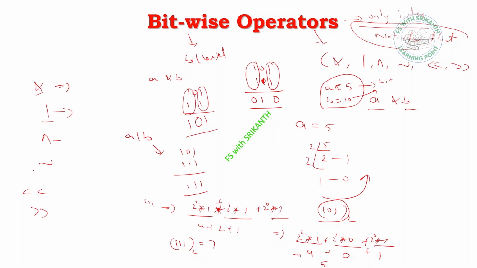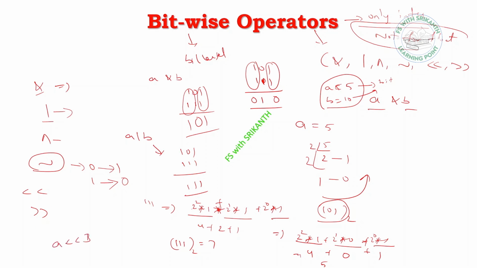Not. This is a bitwise NOT. So 0 will become 1 and 1 will become 0. That means true will become false and false will become true. And left shift operator, right shift operator. They shift the bits of an integer to the left side by a specified number of bits.